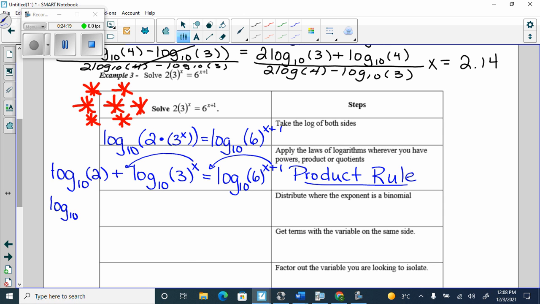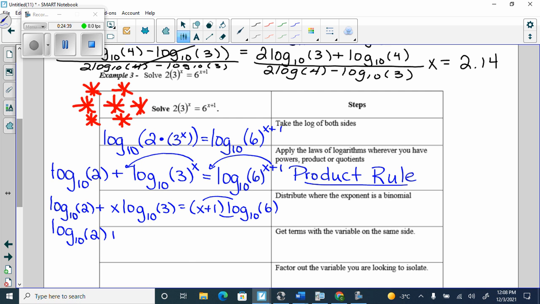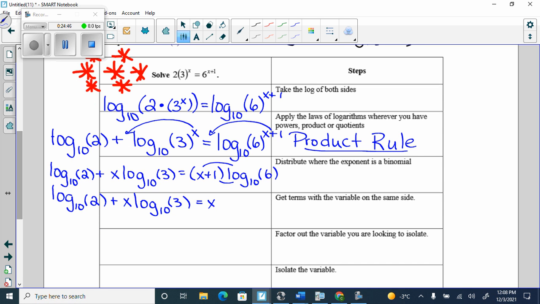Log base 10 of 2 plus x log base 10 of 3 equals x plus 1 log base 10 of 6. And then I can distribute my x plus 1 through. So I get log base 10 of 2 plus x log base 10 of 3 equals x log base 10 of 6 plus 1 log base 10 of 6.